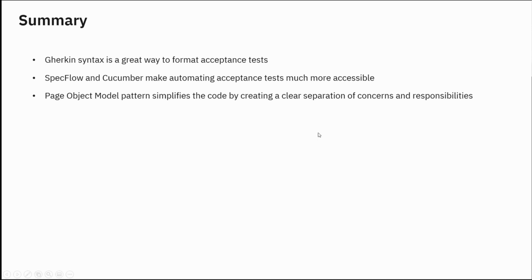So the page object model pattern simplifies the code by creating a clear separation of concerns and responsibilities. The key part here is the whole line, the separation of concerns and responsibilities. Because you've got all your interactions with the actual application stored in a separate place from your tests, you've got an API there. And if the developers are responsible for maintaining that API, with any luck, there's minimal changes required to the actual test code.